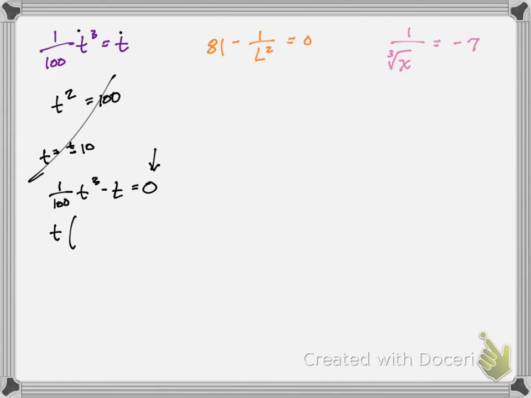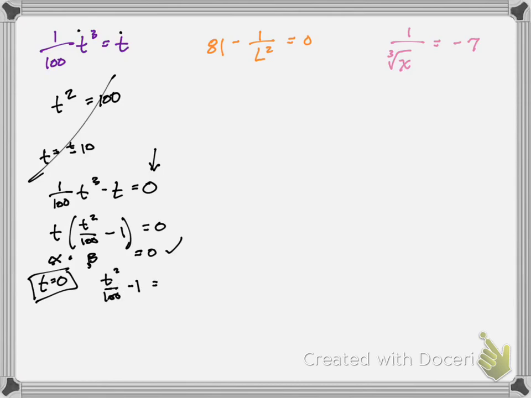If so, pull it out, it's t. So t times the quantity, t squared over 100 minus 1, I'm sorry, we factored out a t, so minus 1 is equal to 0. Now, you'll see that either t is equal to 0. As we've talked about in class, this is like alpha times beta equals 0. It is non-negotiable. Either alpha's got to equal 0 or beta's got to equal 0 to make this statement true.